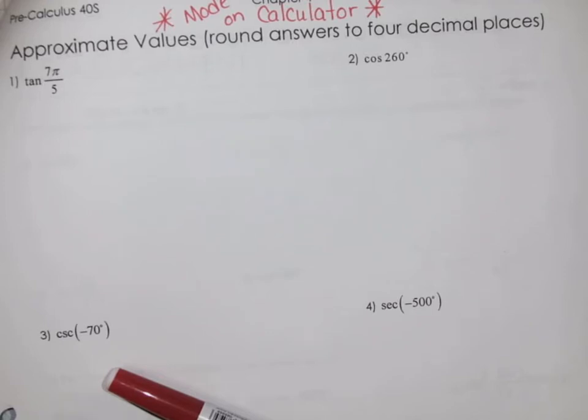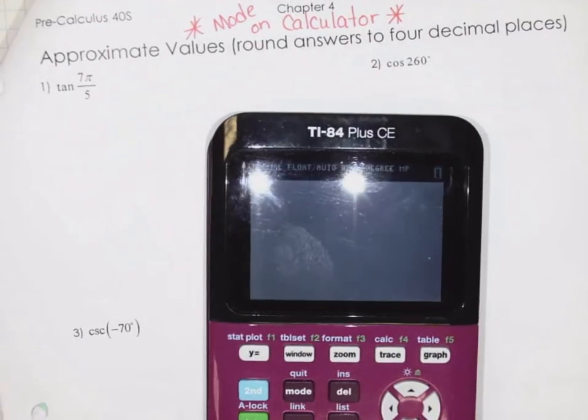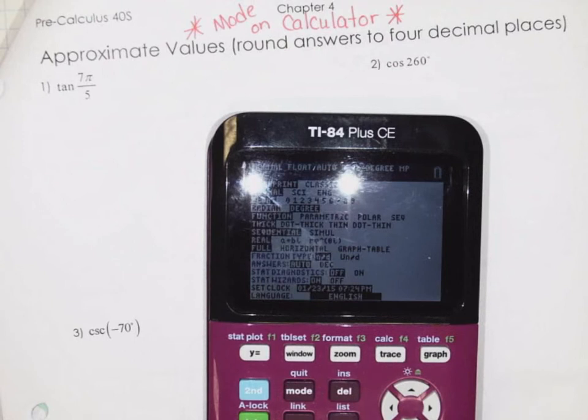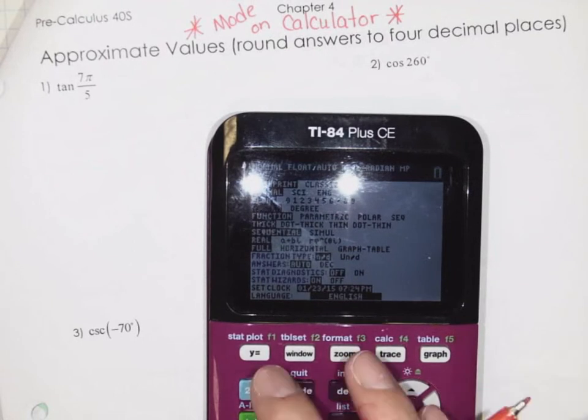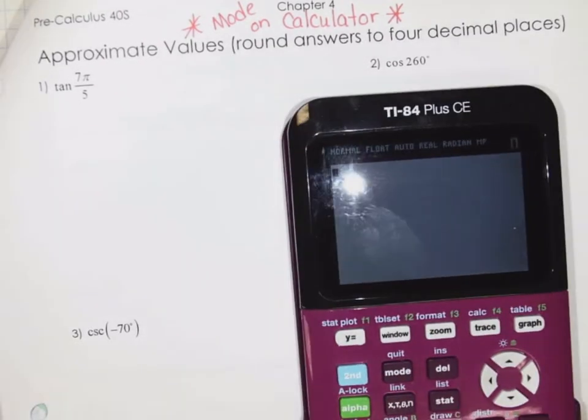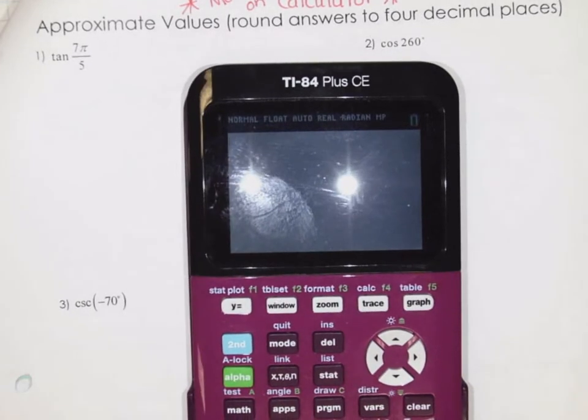Okay, I give up. I'm going to use this one because I can do that. I've got to go to mode. I go to radians. Oh, thank goodness. Okay, so super easy, but you might have to use brackets.